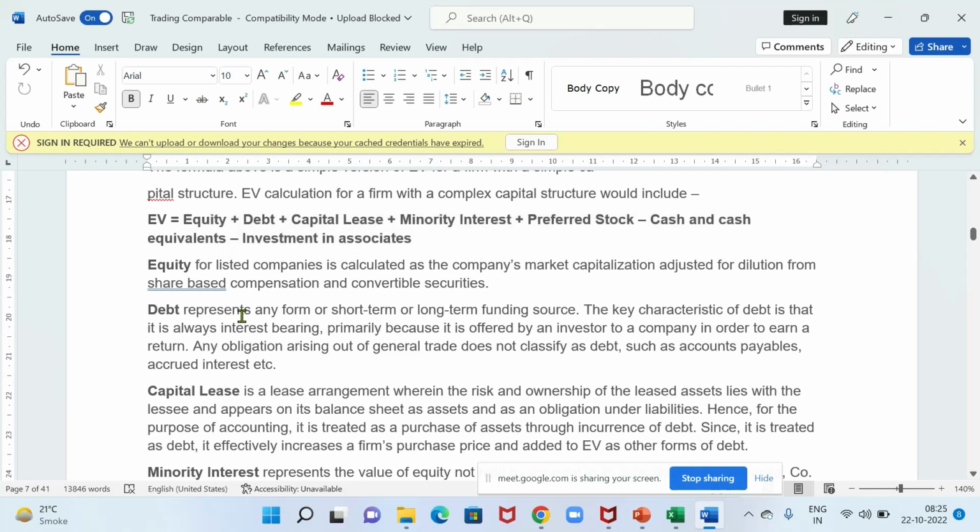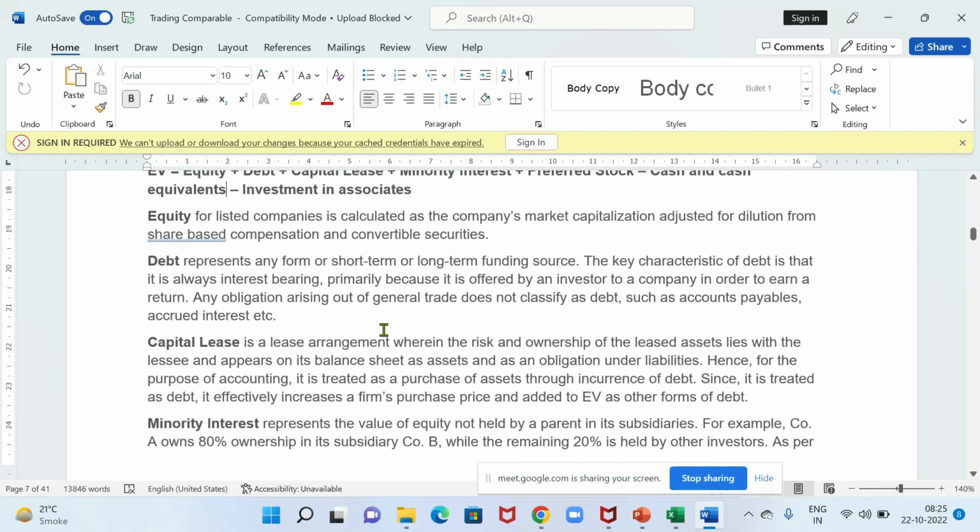Debt represents basically short term and long term. Short term debt will be available in current liabilities. Long term debt will be available in non-current liabilities under the balance sheet. Debt, as you know, is self-explanatory. Any form of instrument that pays you interest, or could be a zero bond debt which does not pay you interest, but that bond is issued at a discount.